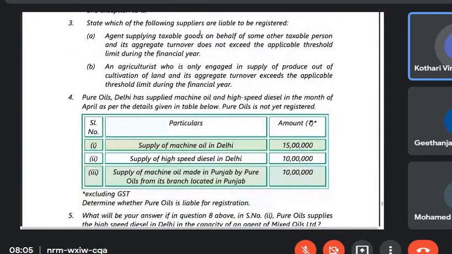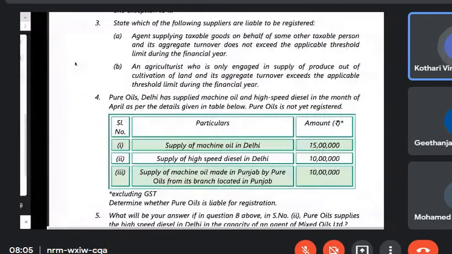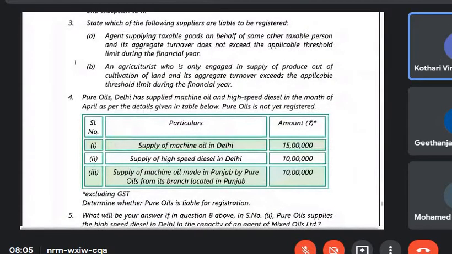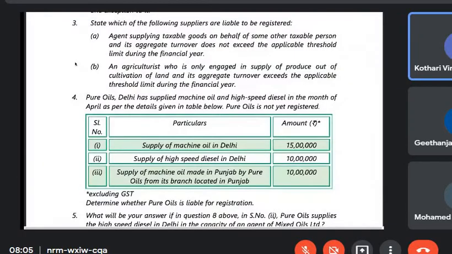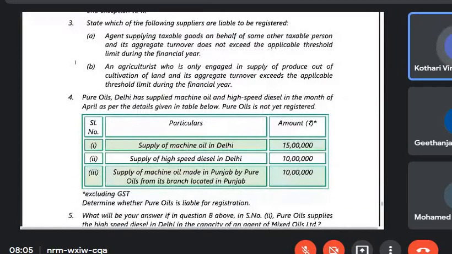State which of the following suppliers are liable to be registered. Question A: an agent supplying taxable goods on behalf of some other taxable person, whose aggregate turnover does not exceed the specified threshold limit during the financial year. Is he liable for registration or not liable for registration? You have to give the answer.